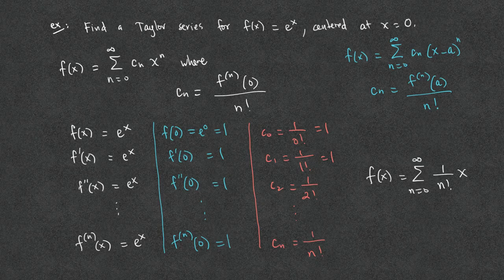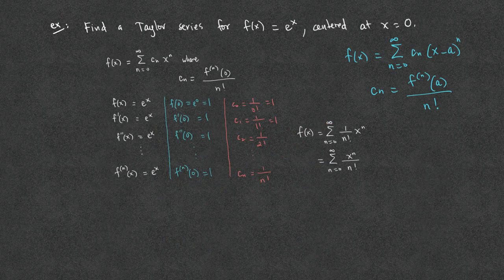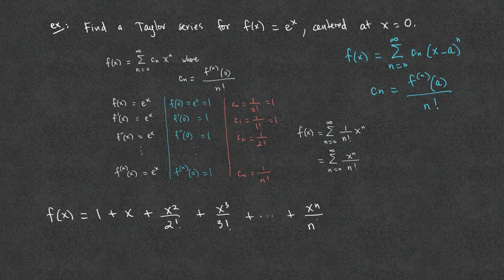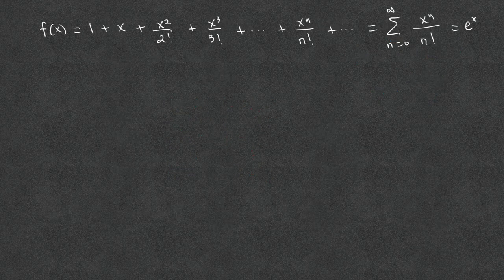And so the function f of x is the series of 1 over n factorial times x to the n. This is 1 plus x plus x squared over 2 factorial plus x cubed over 3 factorial plus dot dot dot plus x to the n over n factorial plus dot dot dot. This is the series of x to the n over n factorial for e to the x.